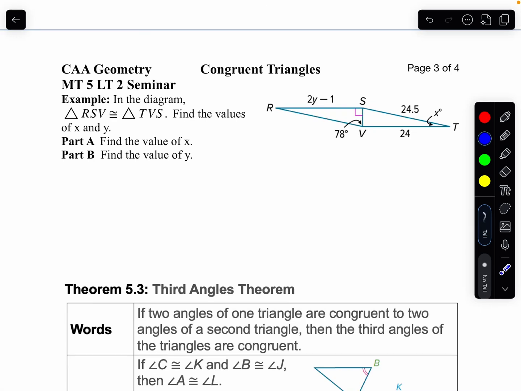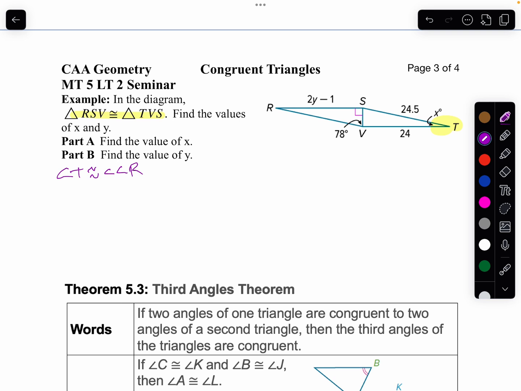Now in our next problem, we're told two triangles are congruent. I want to find the value of x and y. I'm going to start with x, which is angle T. I know angle T is my first letter. That's congruent to angle R.